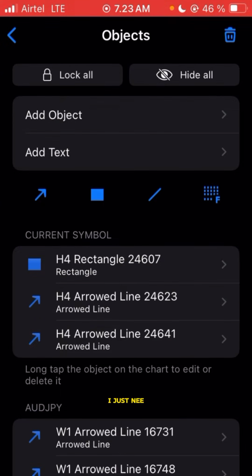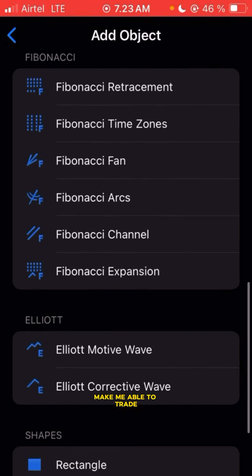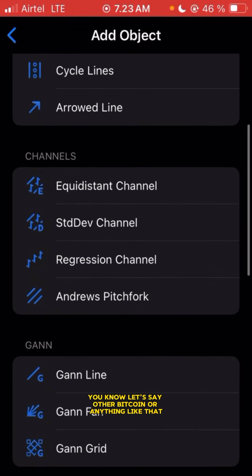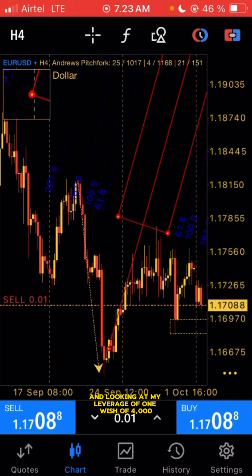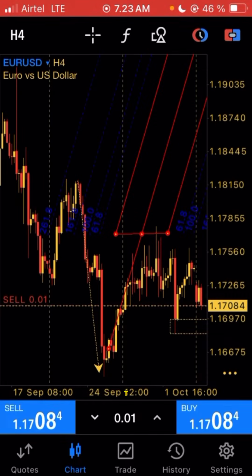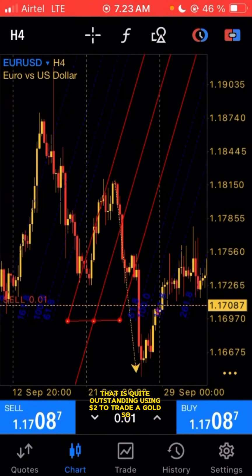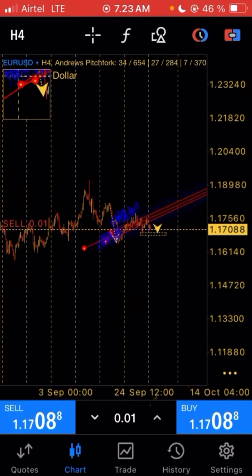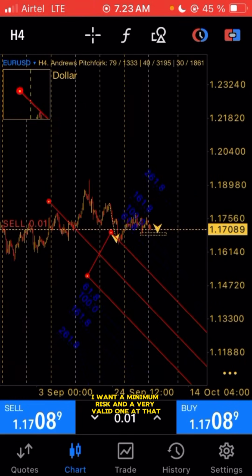I just need a few profits that will make me able to trade other pairs like gold and, let's say, Bitcoin or anything like that. So this capital is very small to trade gold, and looking at my leverage of 1:4,000, that is quite outstanding, using $2 to trade gold. So that would be too risky for this account. I don't want too much risk. I want a minimum risk and a very valid one at that.